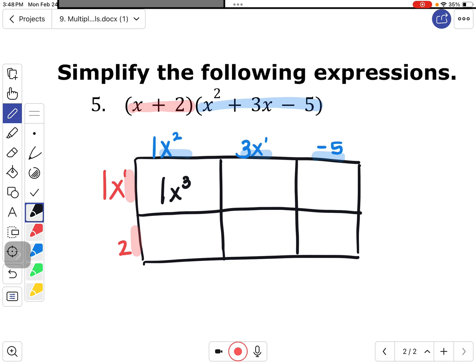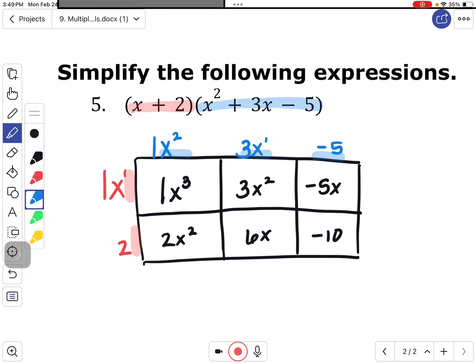If I'm going horizontal across, so I'm in the middle top, I have 3x to the first times 1x to the first. That's going to give me 3x to the second. And if I'm on my very right side, I have -5 times 1x. That's going to give me -5x. Now I'm on my bottom left. I have 2 times 1x squared. That's going to give me 2x squared. I'm in the middle, so I have 3x times 2. That's going to give me a 6x. And then that very last bottom right box, -5 times 2, that's going to give me a -10.